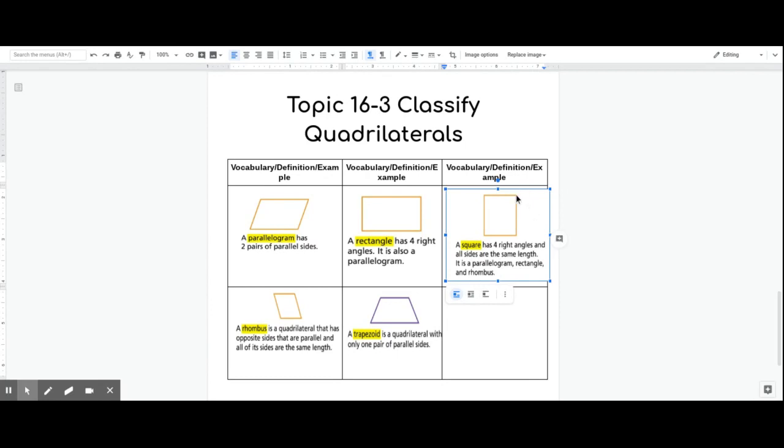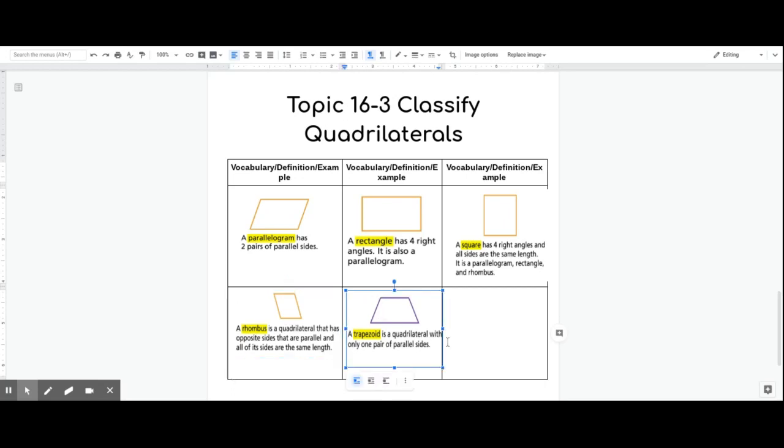The reason why it's a rhombus is because, let's look at the rhombus. A rhombus is a quadrilateral that has opposite sides that are parallel and all of its sides are the same length. So just like a rhombus, the square has all the sides that are the same length. But the only difference between a rhombus and a square is that there are no right angles in the rhombus. The square has right angles, that's why it's a square. Rhombus does not have right angles. Rhombus has obtuse angles and acute angles. That's why it is a rhombus.